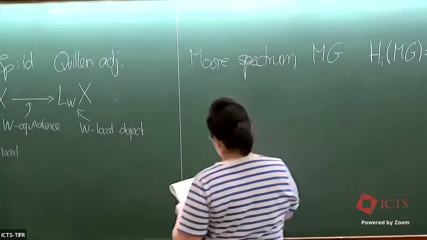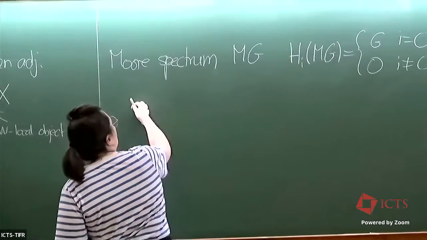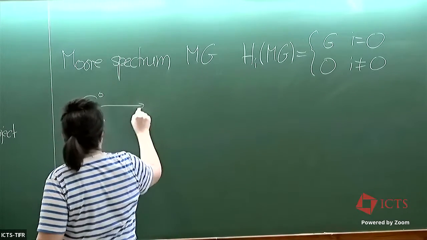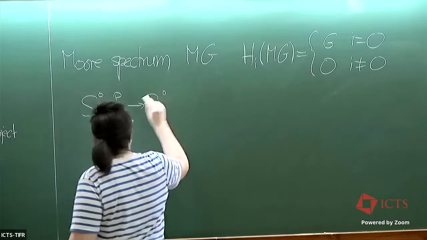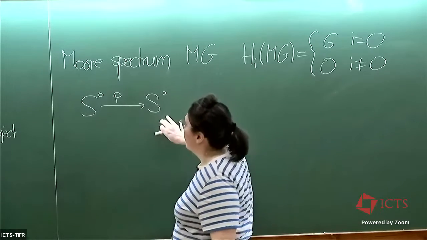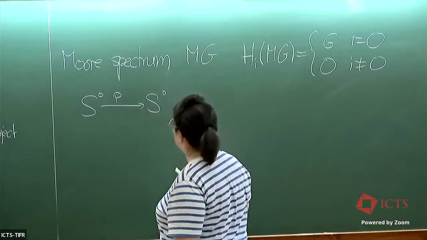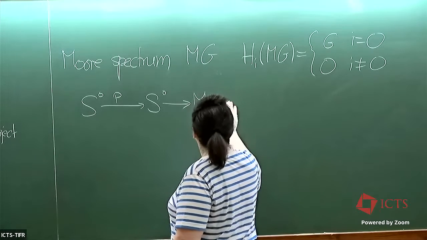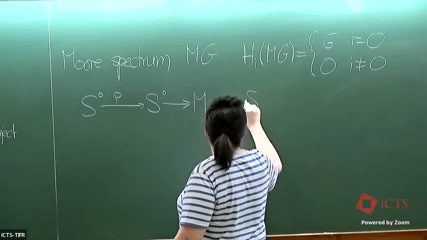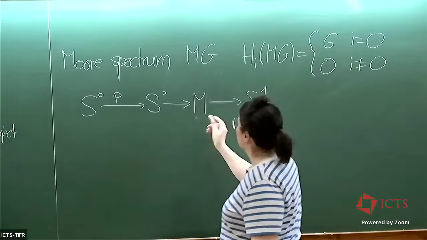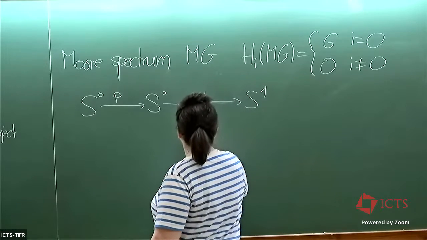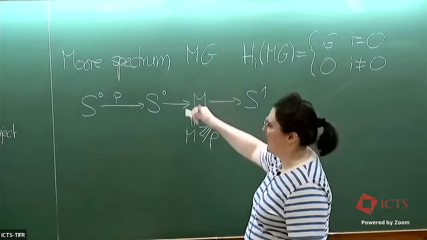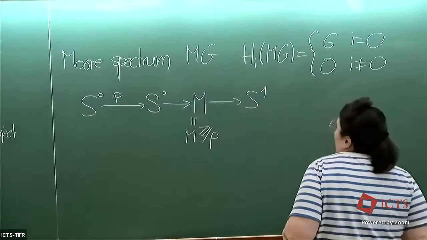So for example, the mod P Moore spectrum you could get as follows. You take the multiplication by P on the sphere spectrum, and then the co-fiber of that would be the mod P Moore spectrum. I often just write it as M because I use it so often.